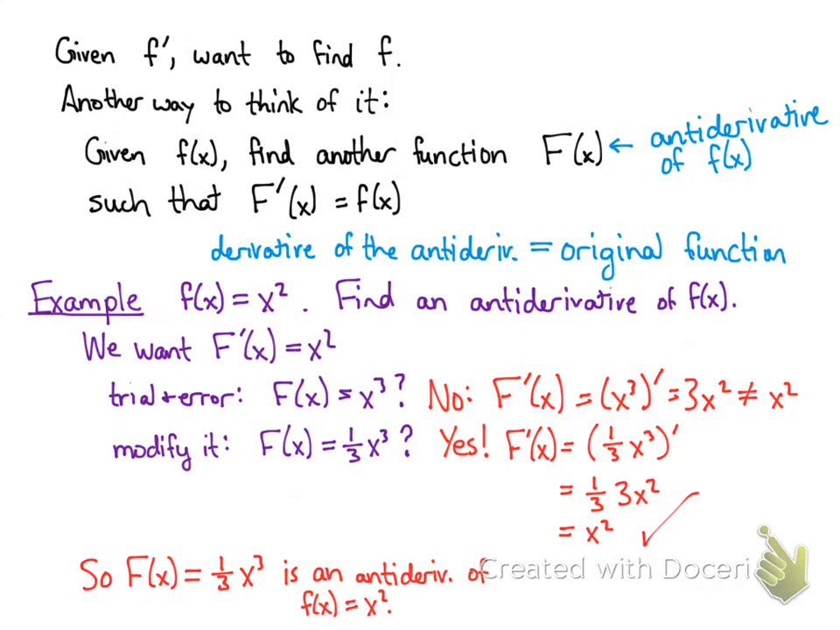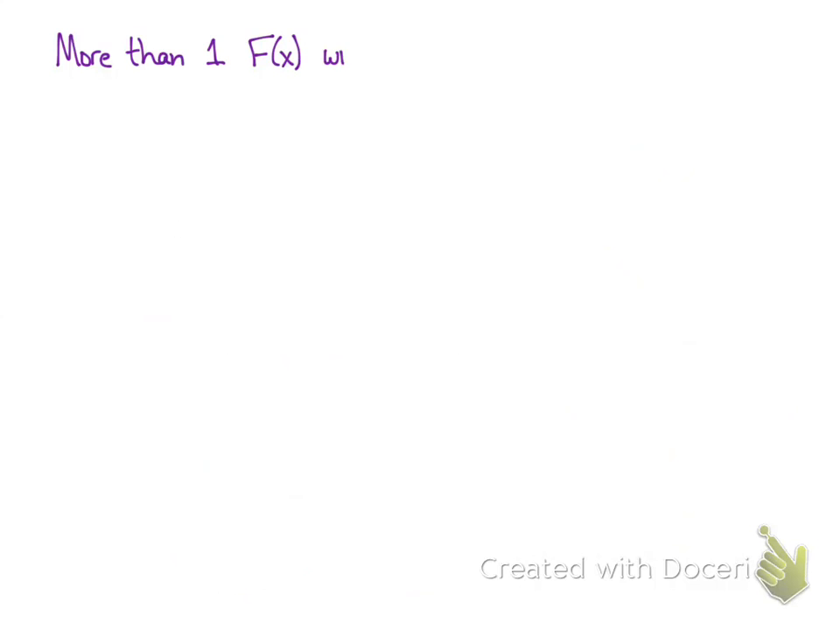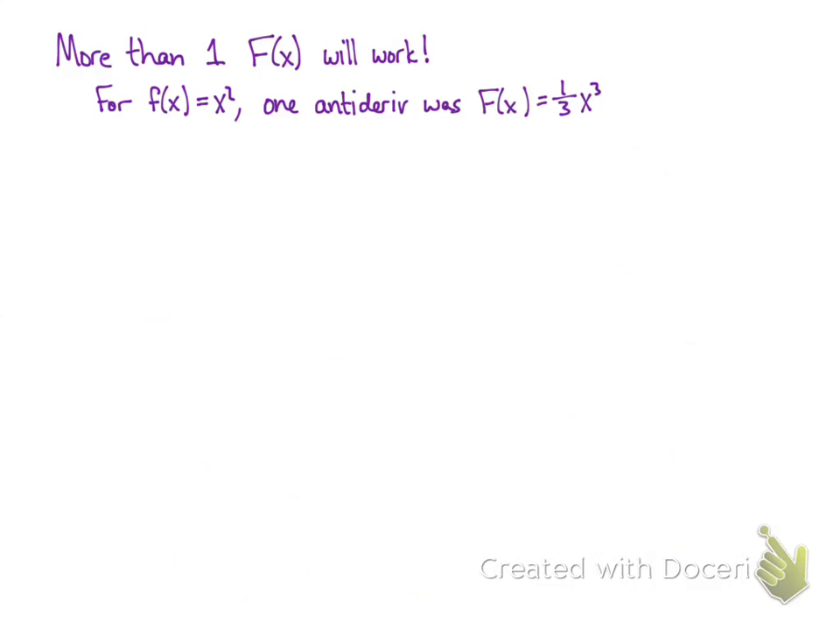Okay, but notice that in the question and in the answer I said an antiderivative. I didn't say the antiderivative. When we take derivatives, we say what is the derivative of this function. But here I'm not saying what is the antiderivative, I'm saying what is an antiderivative. And the reason is because there are more than one possibilities. There's lots of possibilities for antiderivatives. In our example, with little f equals x squared, one antiderivative was 1/3 x cubed.